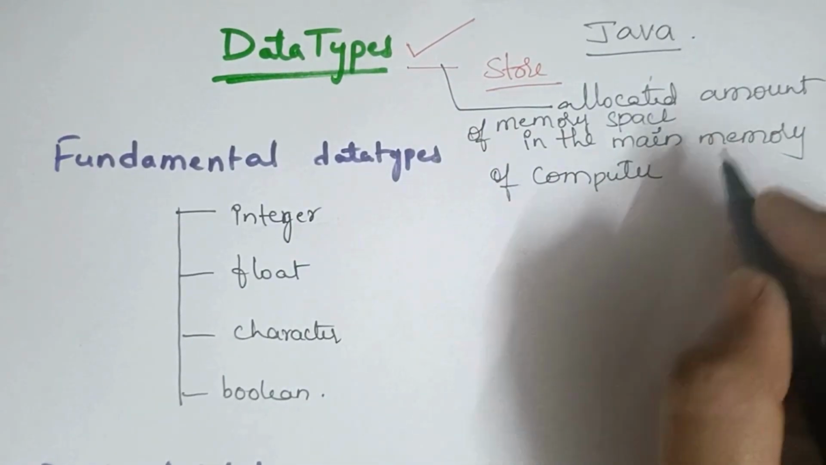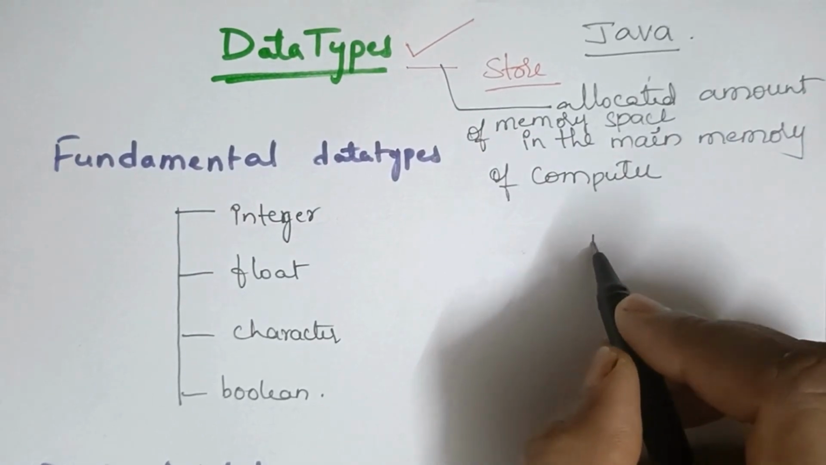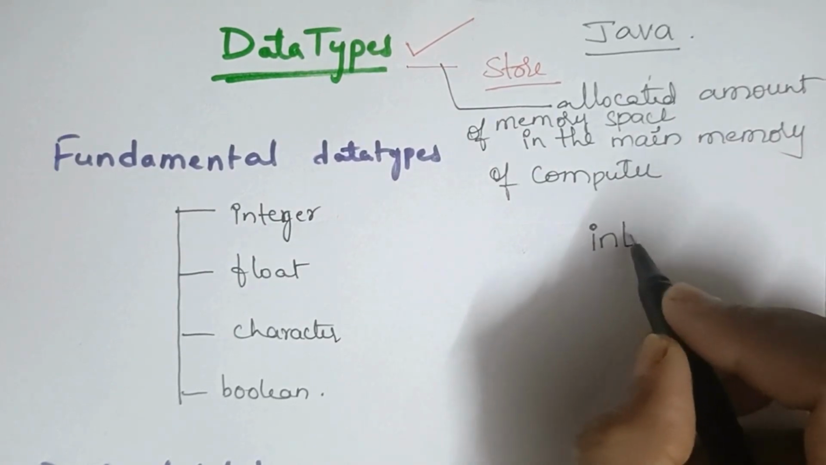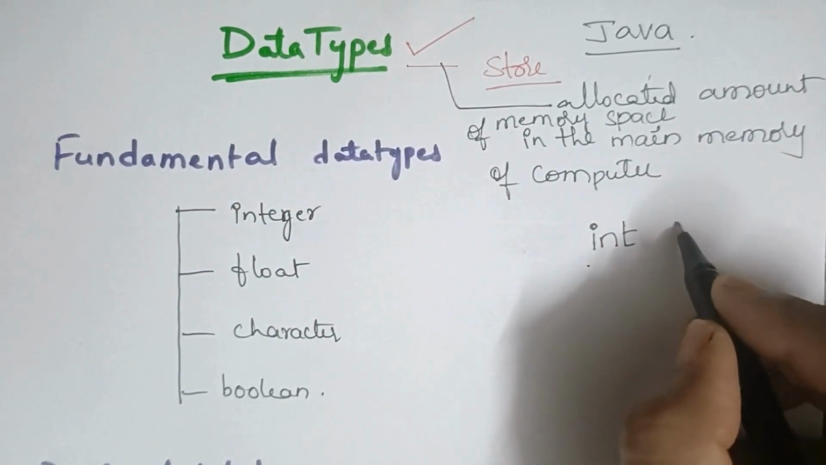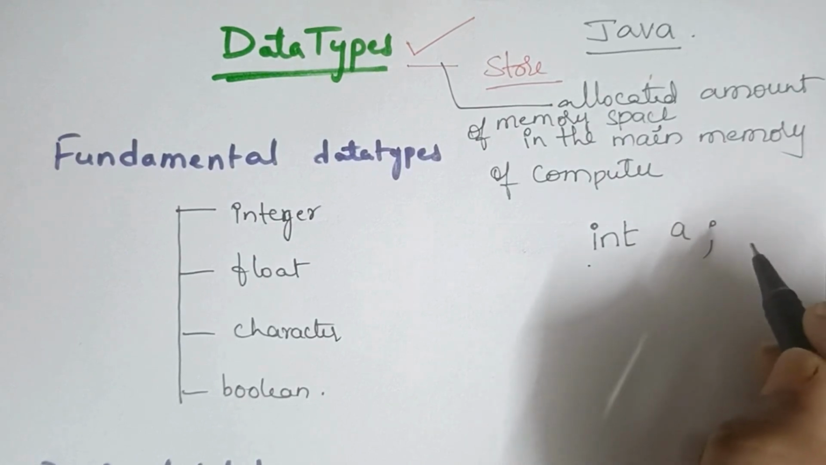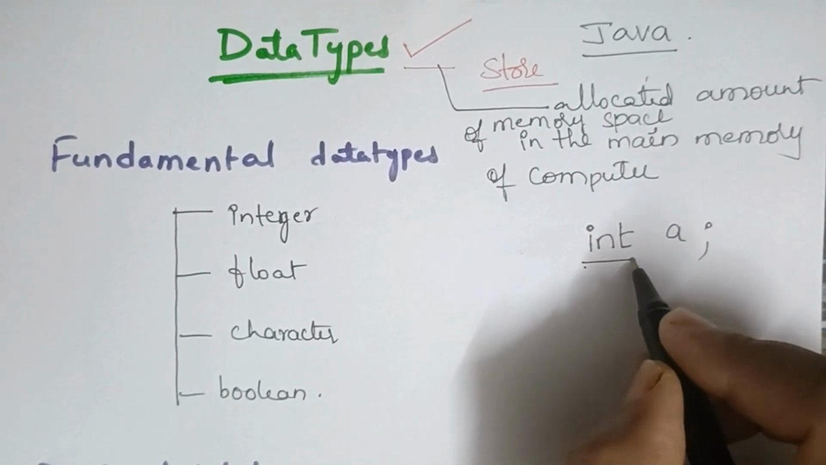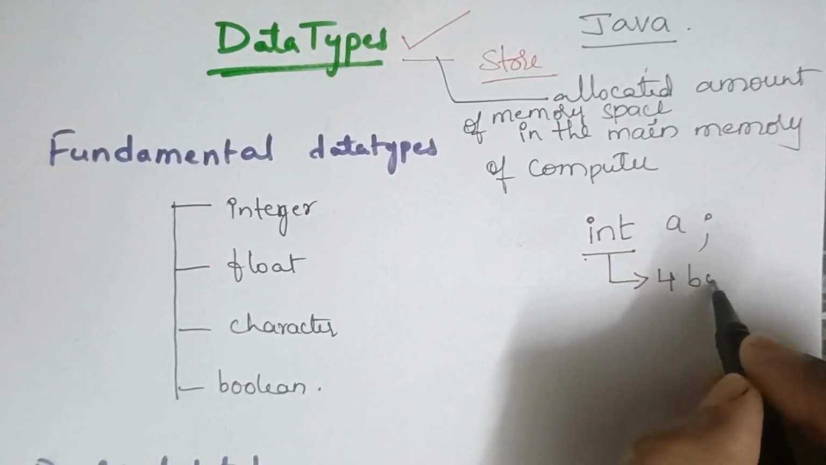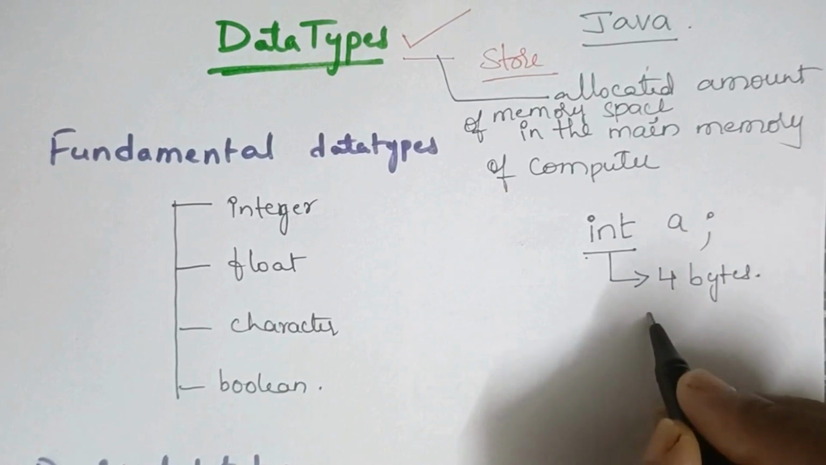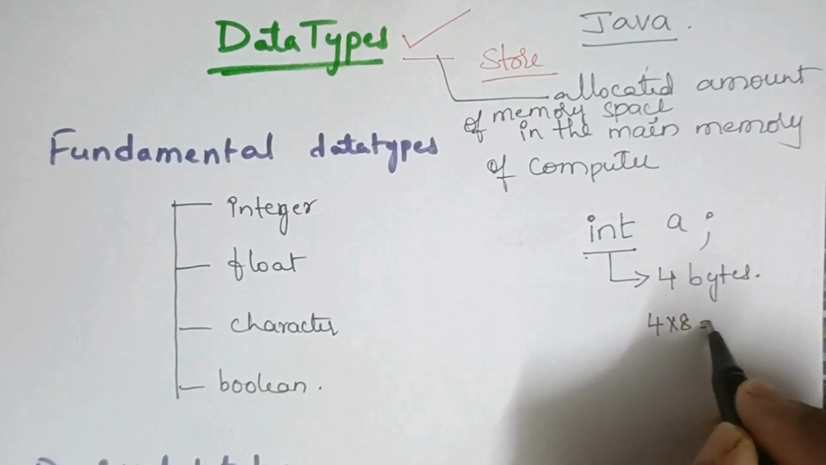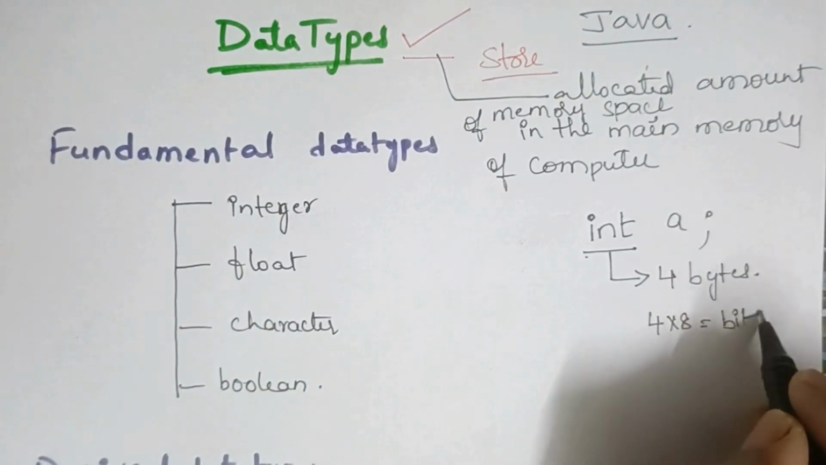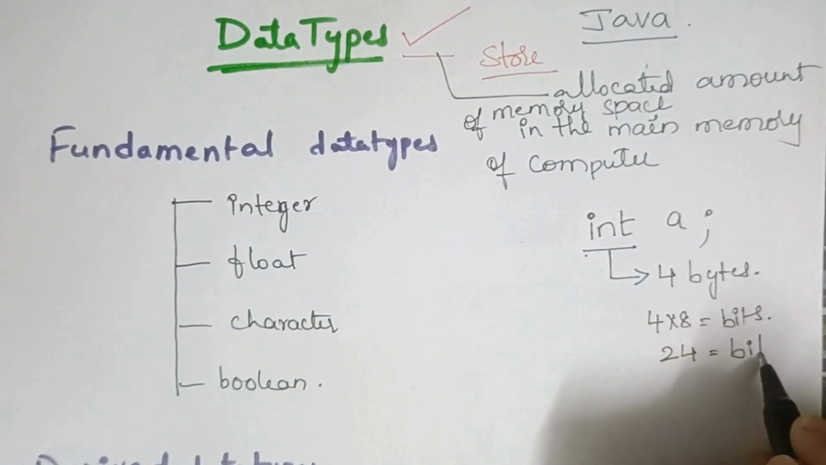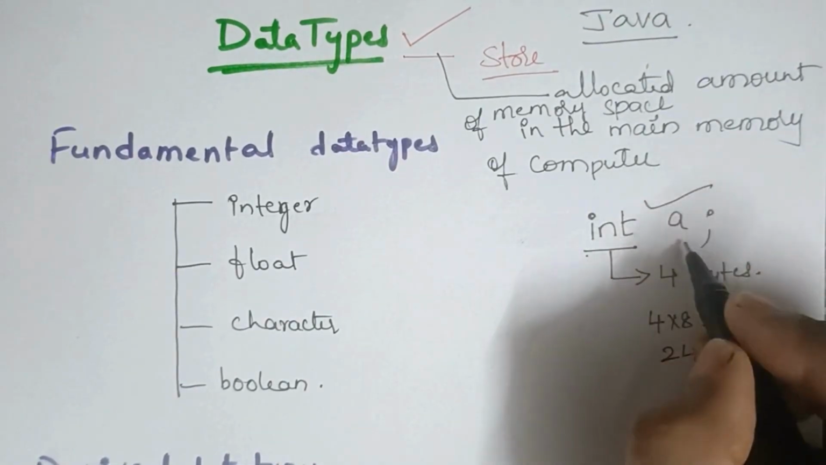Whenever we want to declare any variable, first we give the data type, then the variable, and then the semicolon. For example, the int data type is used to allocate 4 bytes of memory space. The 4 bytes is nothing but 4 into 8 bits, so 32 bits of memory space get allocated for the variable a.